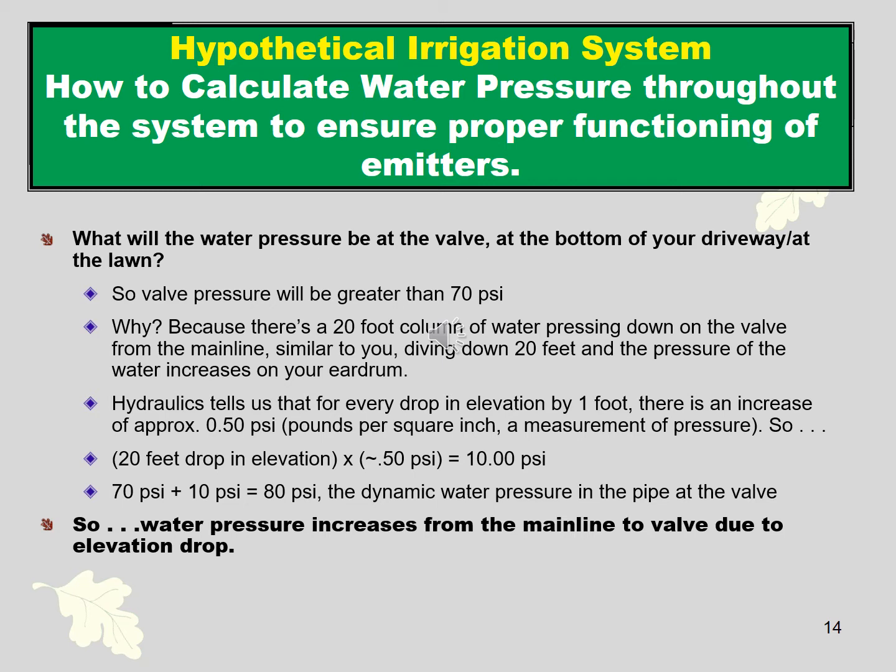So as the pipe goes down, water pressure inside the pipe increases about 0.5 psi per elevation foot drop. And if the pipe goes uphill, the psi drops about a half a psi. It's actually 0.433, but we're using 0.5 rounded just to make it simpler. So in that 20-foot drop in elevation, for every foot, the water pressure is increasing 0.5 psi. So your water is actually going to be 80 psi by the time it gets to the valve.